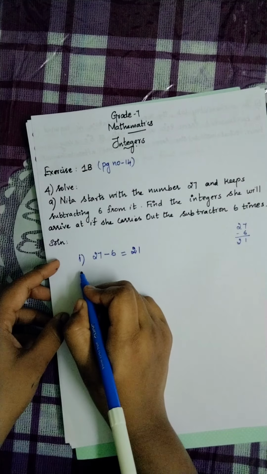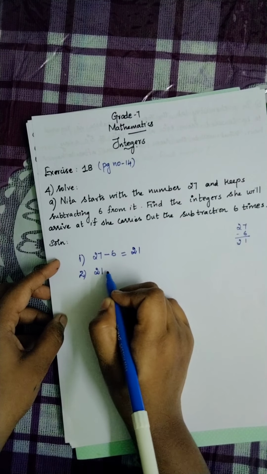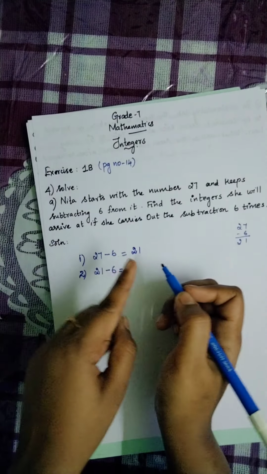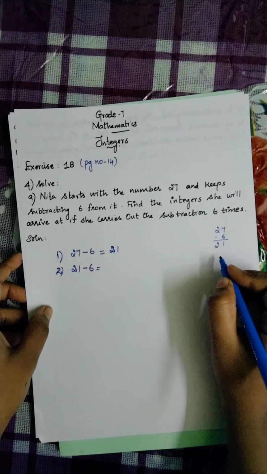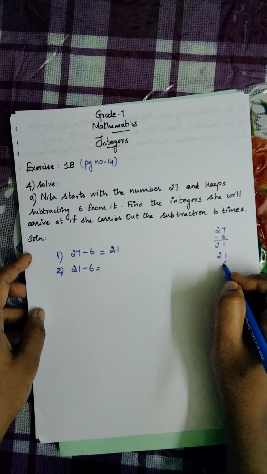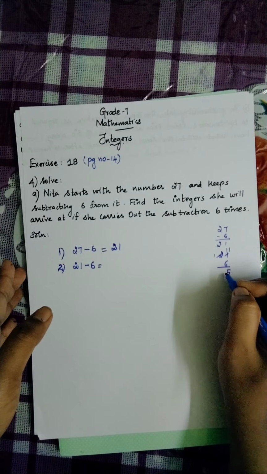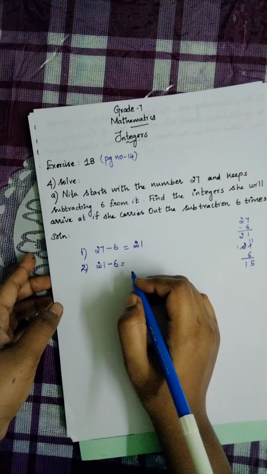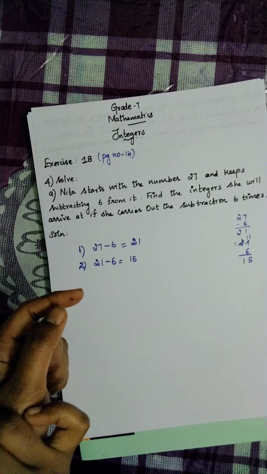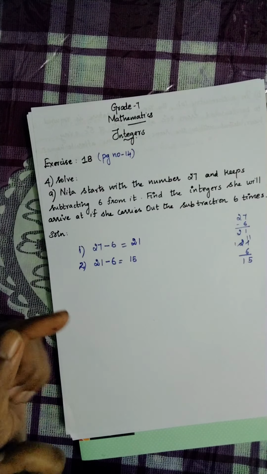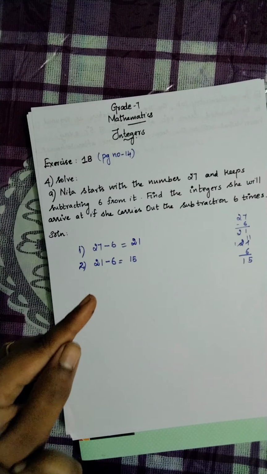Next I am subtracting for the second time. That is 21 minus 6. What is 21 minus 6? 21 minus 6: 11, and 11 minus 6 is 5, so it is 15. Second time she is subtracting, so the answer is 15. First 27 minus 6 is 21. Next 21 minus 6 is 15.